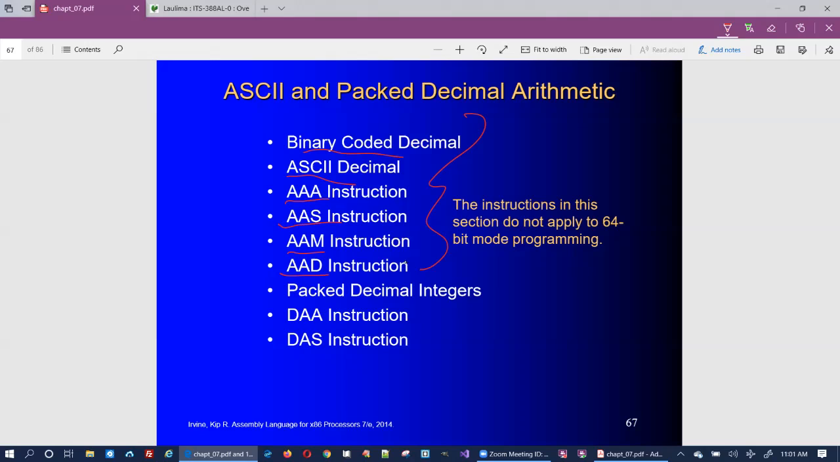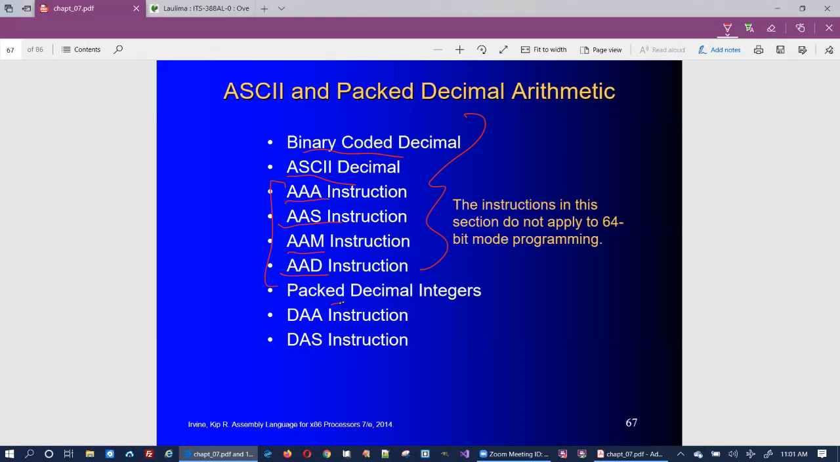A is really 10. So what these adjust instructions do is if you're adding 5 plus 5, you're going to get A, and these adjust instructions will adjust that A into 1, 0, where 1 is in the next highest order digit, so that would be in the next byte, and then the 0 would remain in the lower byte. So that's binary coded decimal.